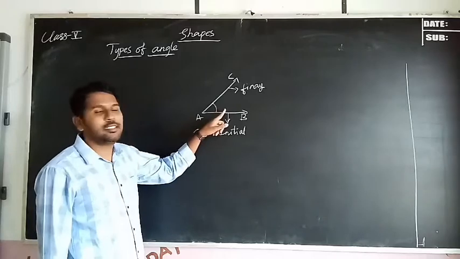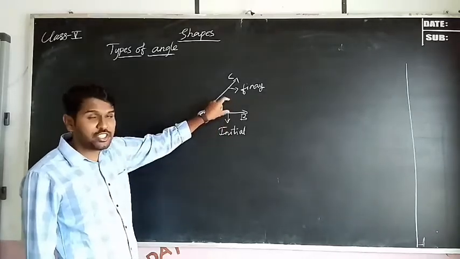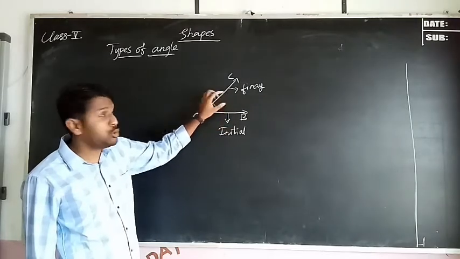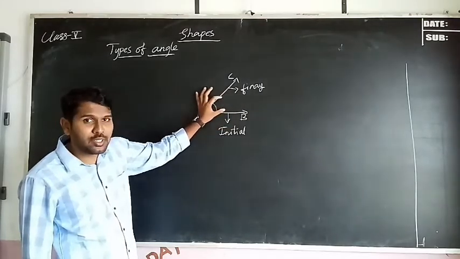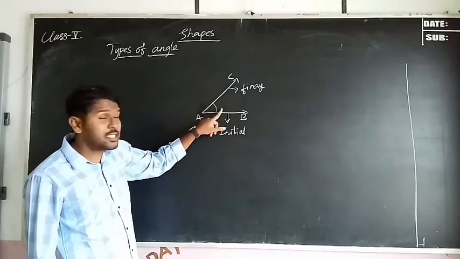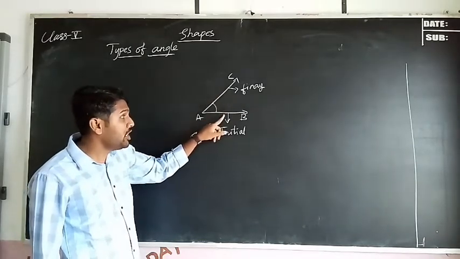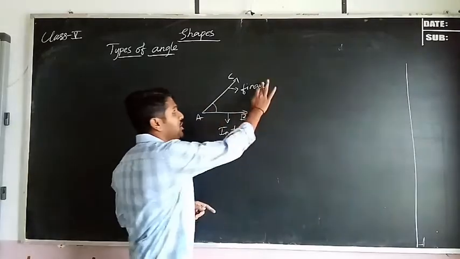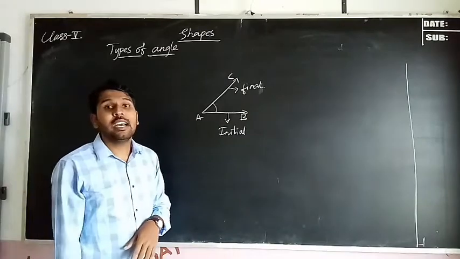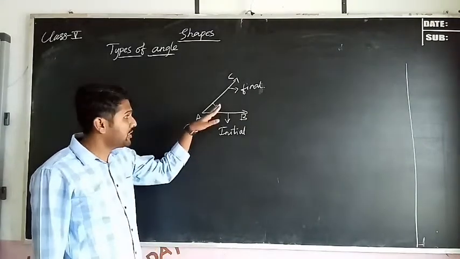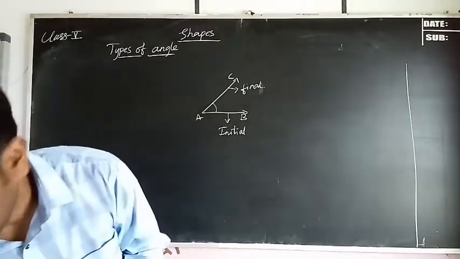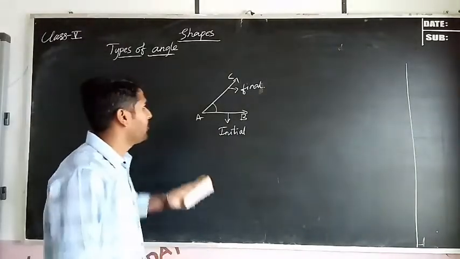The distance through which a ray moves from initial position to final position. This is the distance between initial and final ray. That is the distance through which the ray moves from initial to final position, and it is called an angle. I hope you understand the definition of an angle. Otherwise, I already explained that definition of angle.